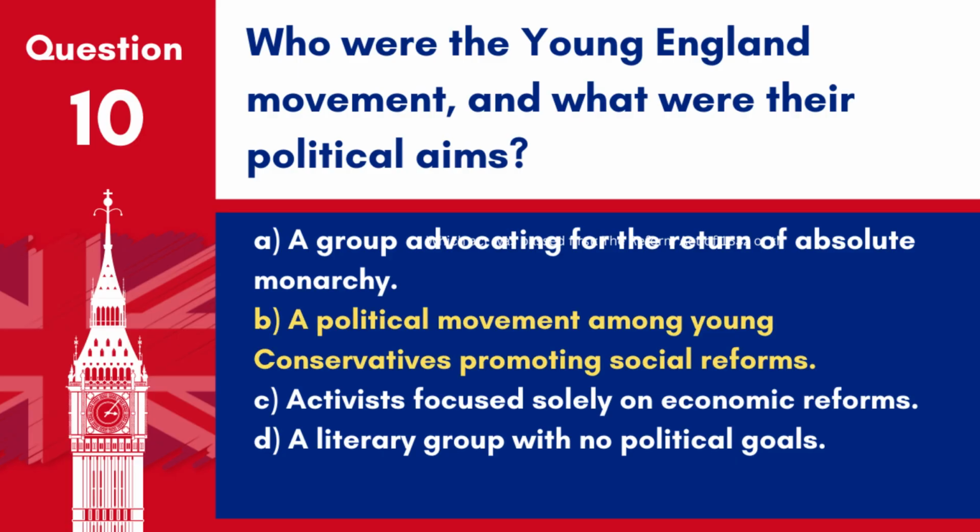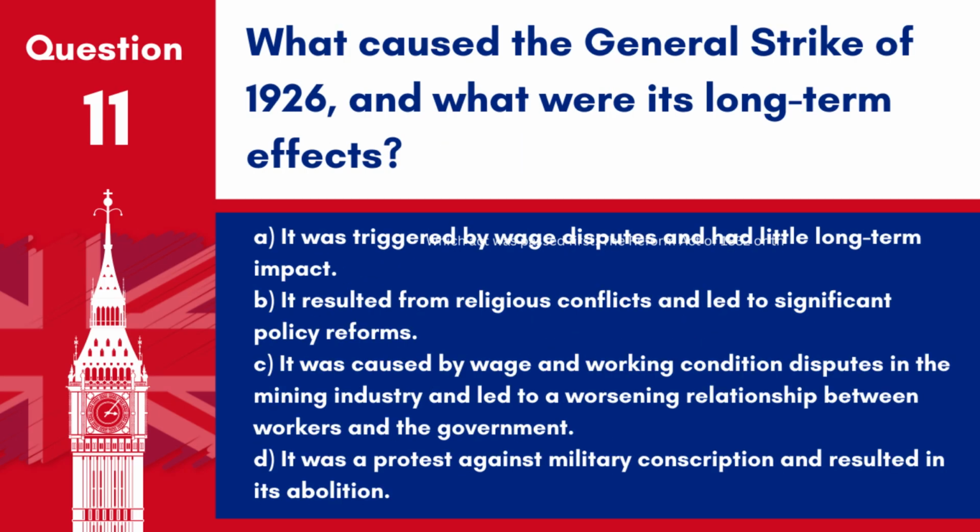Answer: B. A political movement among young conservatives promoting social reforms. The Young England movement in the 1840s consisted of young conservative members of Parliament who advocated for social reforms to address the plight of the poor, emphasising the duties of the aristocracy. Question 11. What caused the general strike of 1926, and what were its long-term effects?